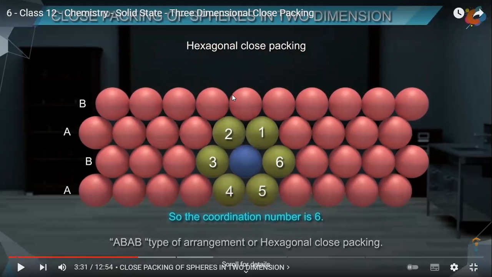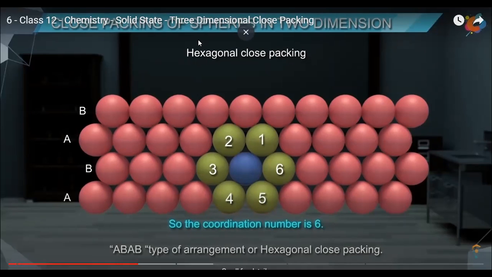Any doubts up to this? No, sir. Clear? The type of arrangement of atoms in the two-dimensional. Still anybody has doubts? Dhairya, Ramcharan, Shruti, Vishwanath. No, sir.